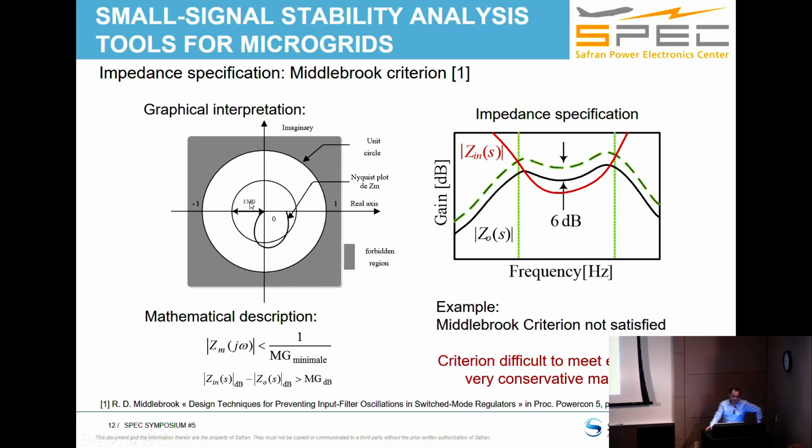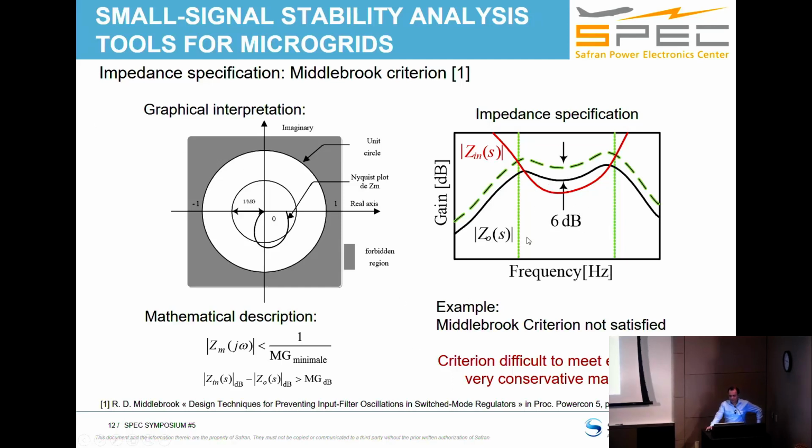You define a gain margin, and then if you are inside, that's good for you, and your system is stable. Here you have both plots of the same transfer function, and you can see here that Z in should be kept always over Z out. It should be greater than Z out. And here this curve is for a gain margin, here fixed to 6 dB. And you can see here in some frequency range, this criterion is not met.